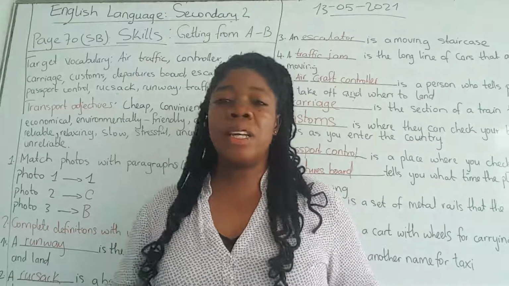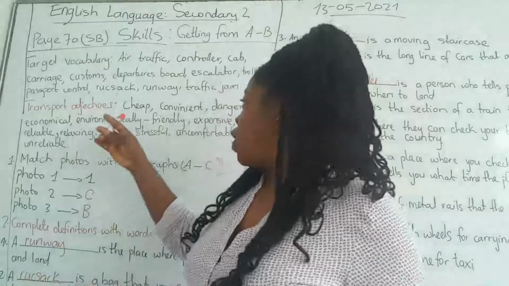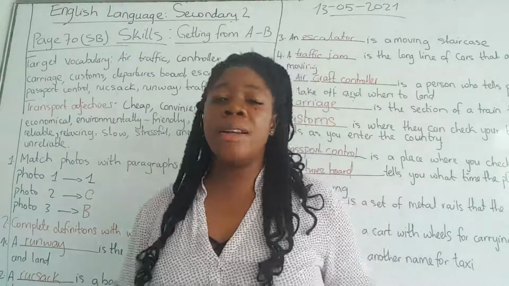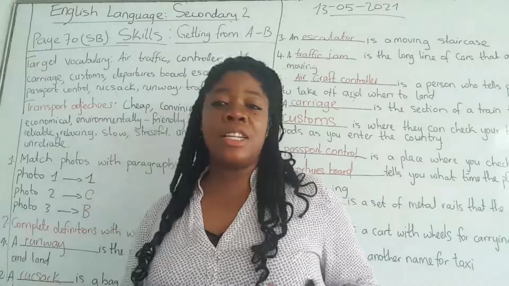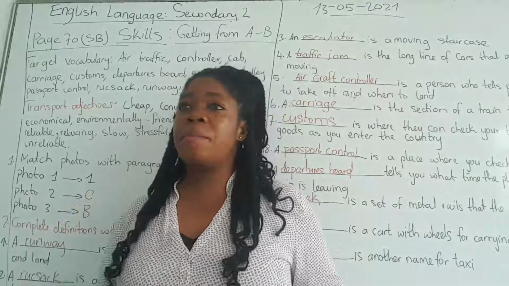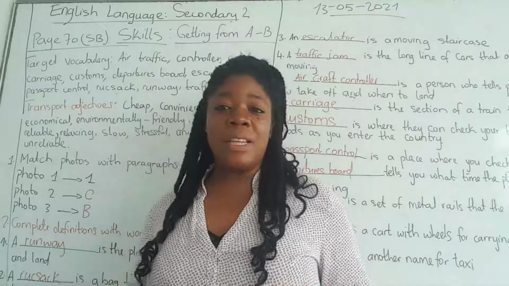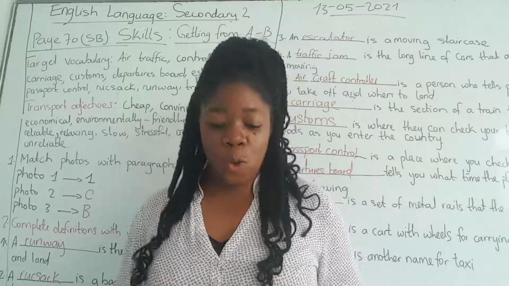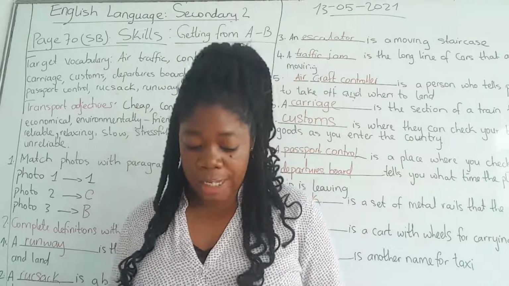Another example is traveling by train is less expensive, is cheaper, and traveling by plane is expensive. But there is an advantage and disadvantage also of traveling by plane. Traveling by plane is faster and expensive, while traveling by train is cheaper and slower. So you use these examples to do your own exercises.